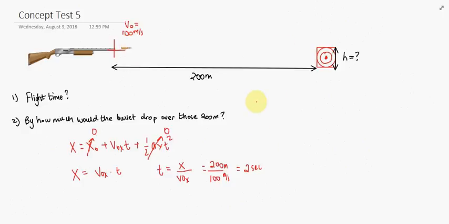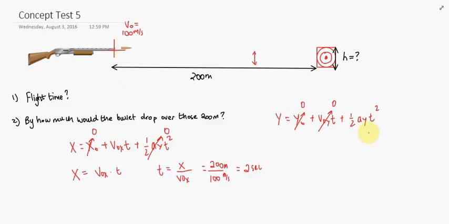The next goal is to see by how much it dropped. Since I'm interested in a vertical variable, I'd have to look at the vertical components. So I'm saying that my final y position is equal to my initial y position plus my velocity in the y direction times time plus 1/2 my acceleration in the y direction times time squared. Okay, so I can simplify this a little bit. I know already that my initial velocity in the y direction is 0 for reasons that we spoke about just now. My initial position in the y direction is also 0 since I'm setting up my coordinate system from the gun.